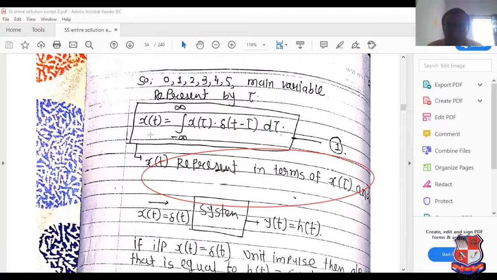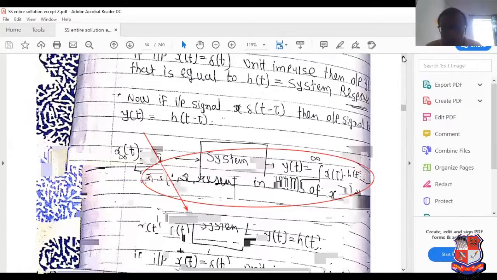Now x of t can be passed through the system means what? Simply say a control system or any particular type of system. If you pass x of t through the system, then y of t equal to h of t. Why? Because here x of t can be represented in terms of delta of t. So here input x of t equal to delta of t.